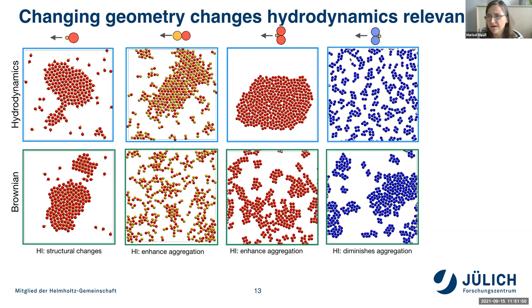And then if we have this repulsive interaction, it's moving in the opposite direction. And you see that it happens completely the opposite. So here, in order to understand what is happening, we need to look at the flow fields.